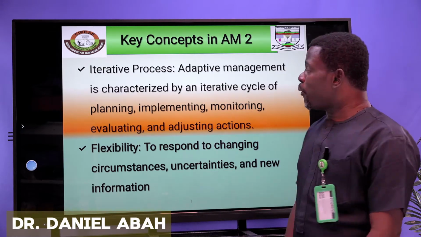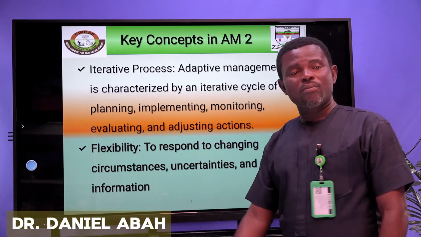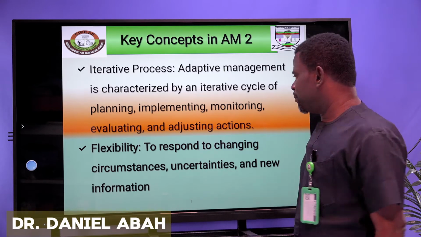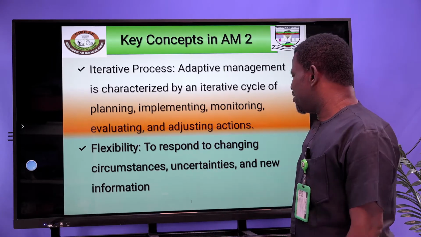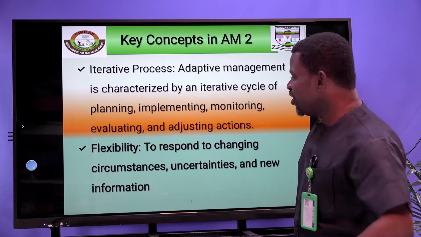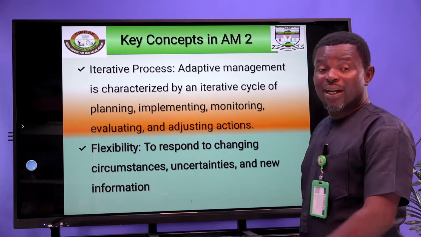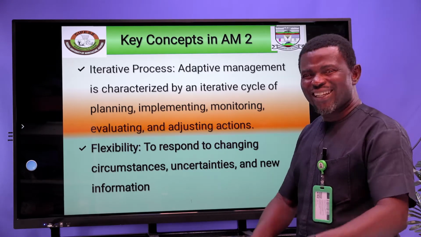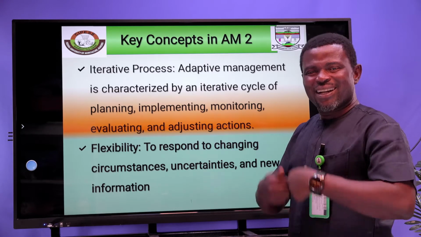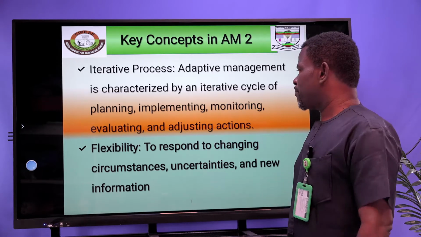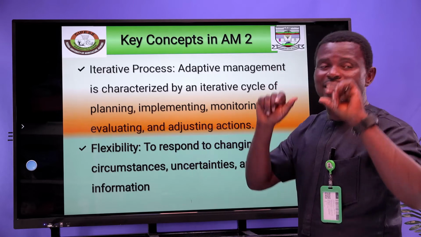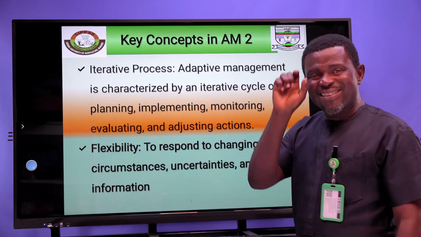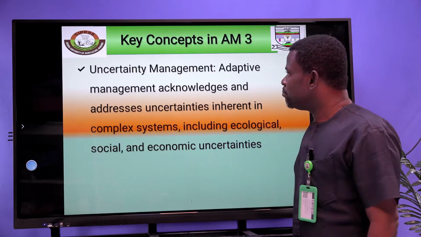Another key concept is what we call flexibility. Every project should be flexible enough to respond to changing circumstances, uncertainty, and new information. In my class yesterday, I remember telling you that every project is characterized by risks and uncertainty, and that is why the place of flexibility in adaptive management is key and crucial.